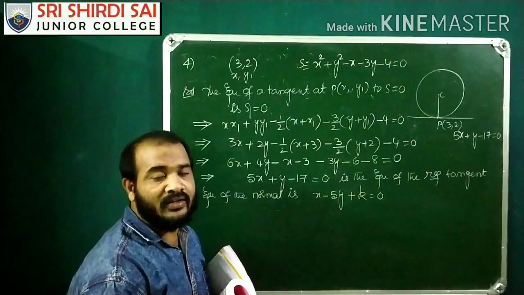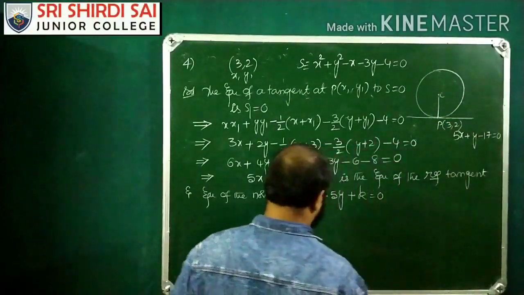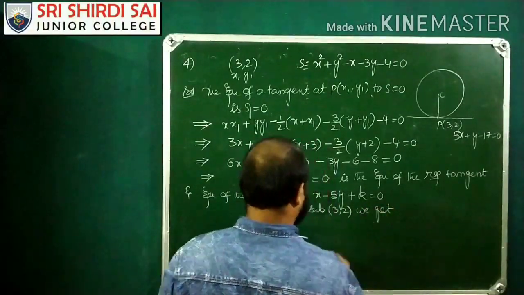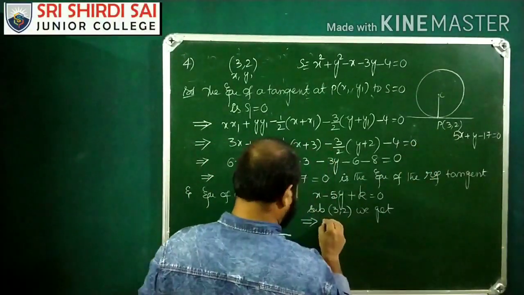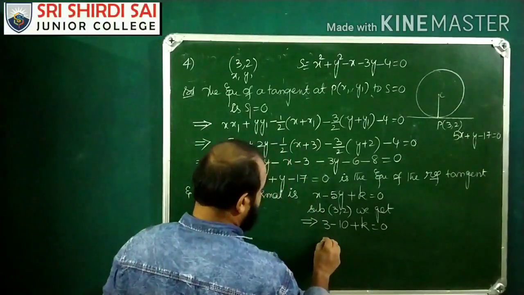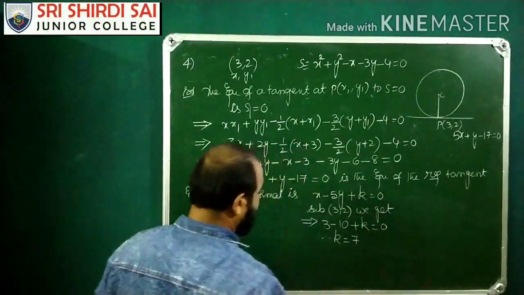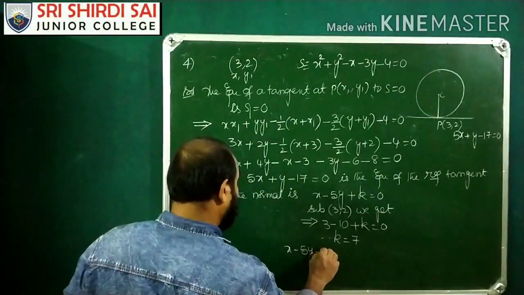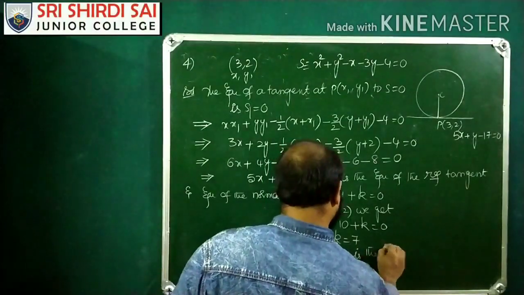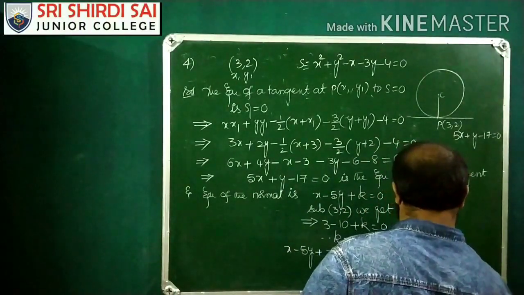In first year we have done this in the straight lines. Since this normal is passing through (3, 2), substituting 3, 2, we get 3 minus 5 into 2, 10, plus k equals 0. Therefore the k value is 3 minus 10, minus 7, if you take it to that side, plus 7. So x minus 5y plus 7 equals 0 is the equation of the required normal.